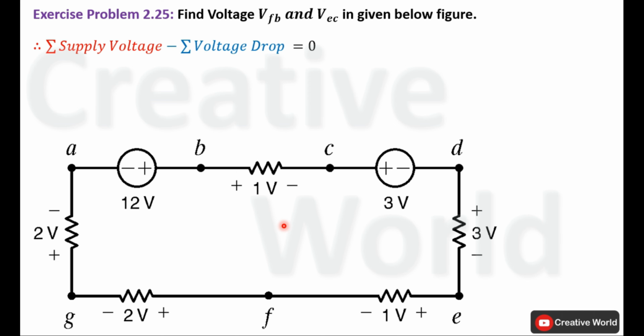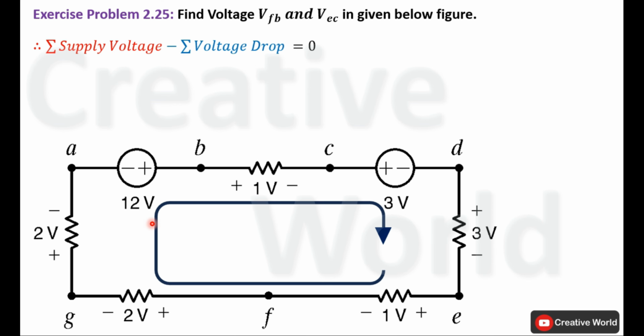Before starting the solution of this problem, first we have to identify the direction of current inside this closed loop. We will assume the direction of current is clockwise. You may take counterclockwise as well. It totally depends upon your own choice. Now we are interested to calculate the voltage between these 2 points F and B labeled as VFB and between these 2 points E and C labeled as VEC. First we will calculate voltage VFB.